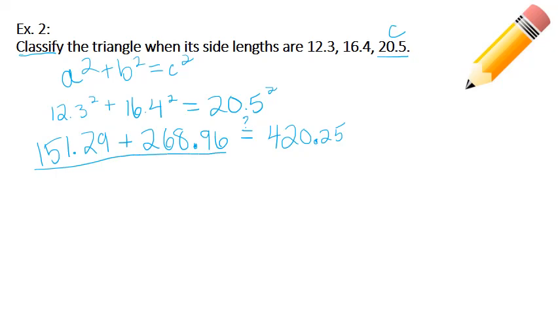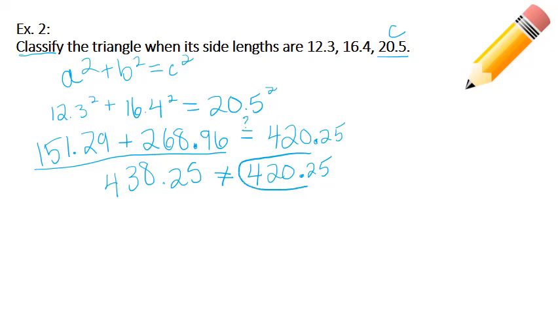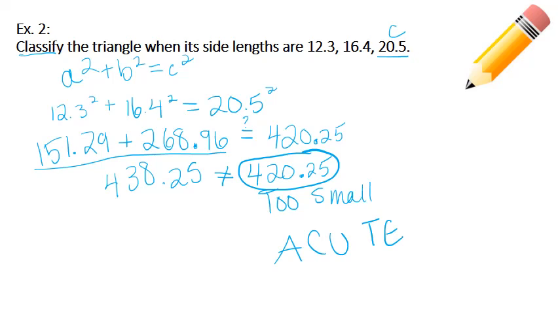Well, these two numbers added together give me 438.25, which is not equal to 420.25. So, is this number bigger or smaller than the left-hand number? It's too small. It's not equal to 438, excuse me. It's smaller than that. So since this number is too small, we will have an acute triangle.